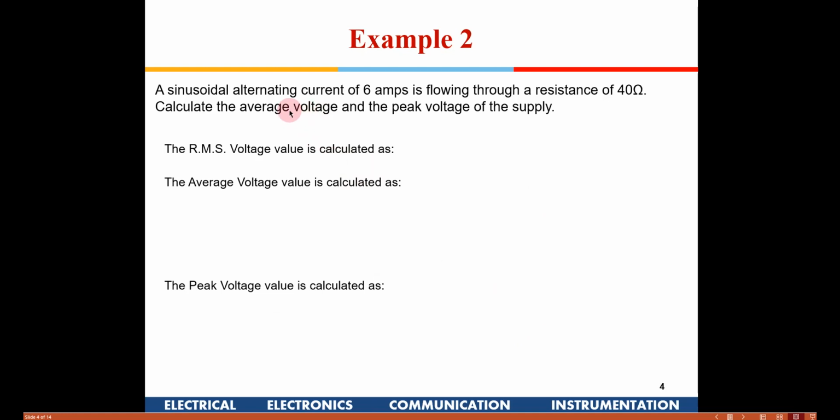So let's take one more example. A sinusoidal alternating current of 6 amperes is flowing through a resistance of 40 ohms. Calculate the average voltage and peak voltage. Now when we specify a sinusoidal current of 6 amperes is flowing, or a voltage of 6 volts is applied across a resistor, AC voltage, when we say it like that, remember it is always RMS and not the peak value.